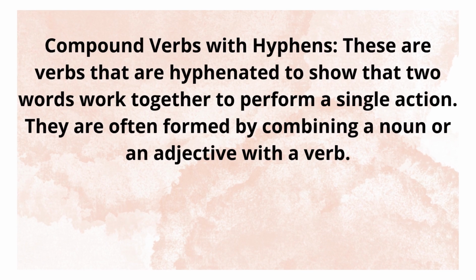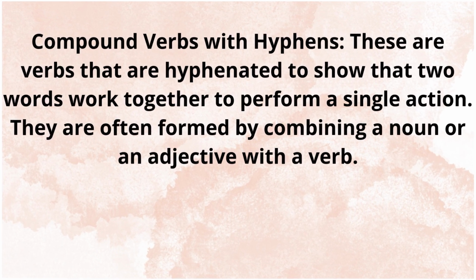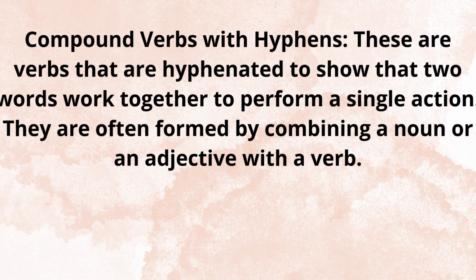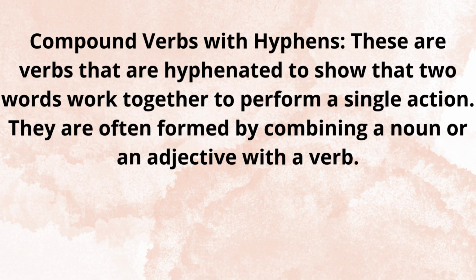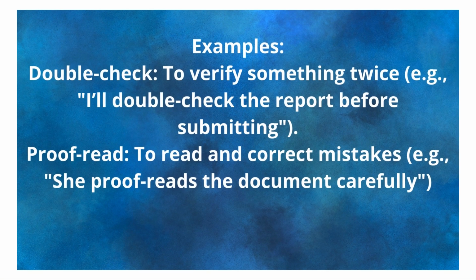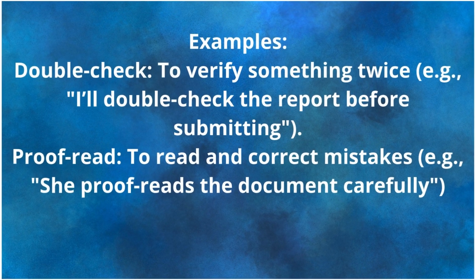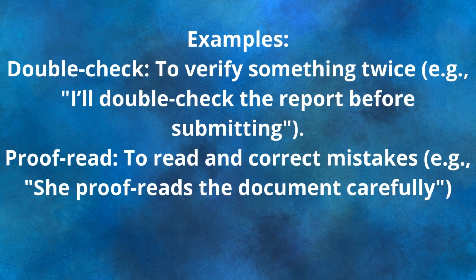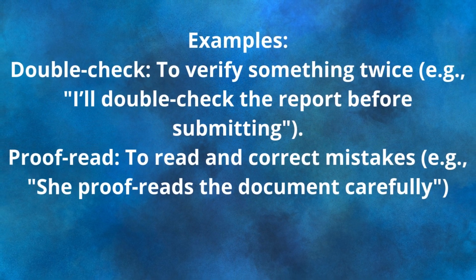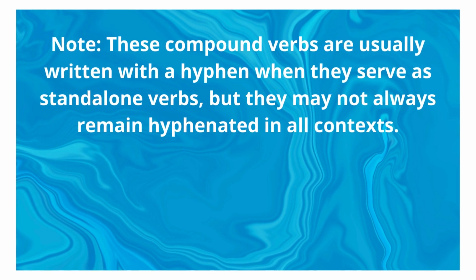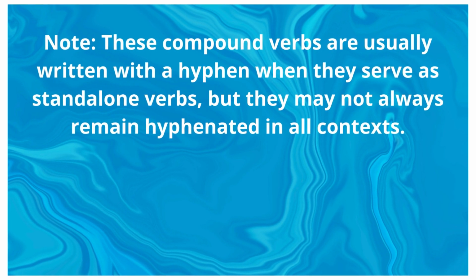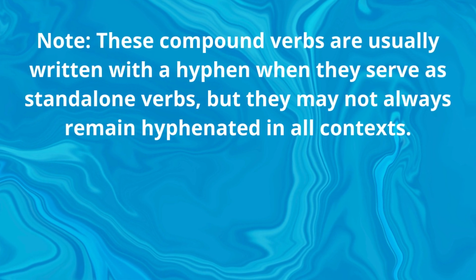Compound verbs with hyphens. These are verbs that are hyphenated to show that two words work together to perform a single action. They are often formed by combining a noun or an adjective with a verb. Examples: double-check, to verify something twice, e.g., I'll double-check the report before submitting. Proofread, to read and correct mistakes, e.g., she proofreads the document carefully. Note: these compound verbs are usually written with a hyphen when they serve as standalone verbs, but they may not always remain hyphenated in all contexts.